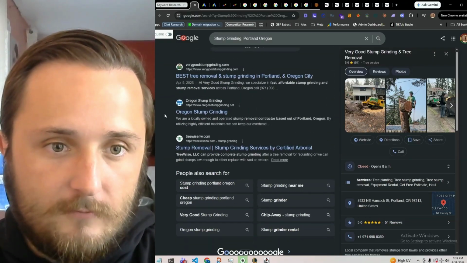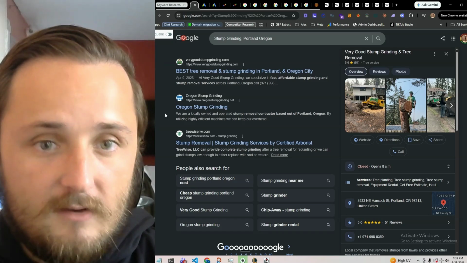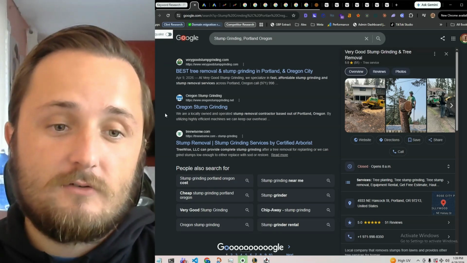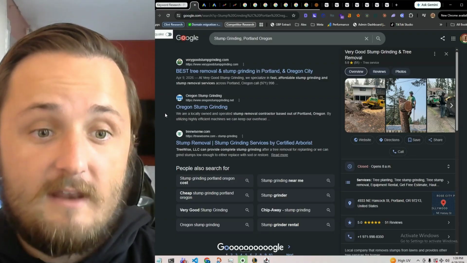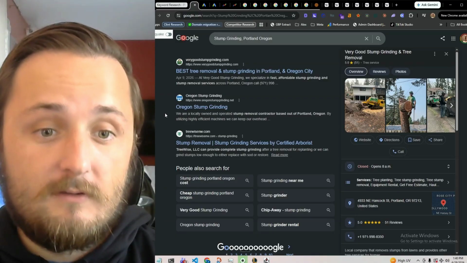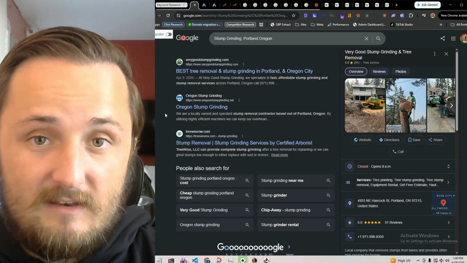Now let's scroll down a little bit further and see if there's any more. So, Very Good Stump Grinding. Again, another exact match. Then we have OregonStumpGrinding.net. That is a really exact match because it's also got the state in it.